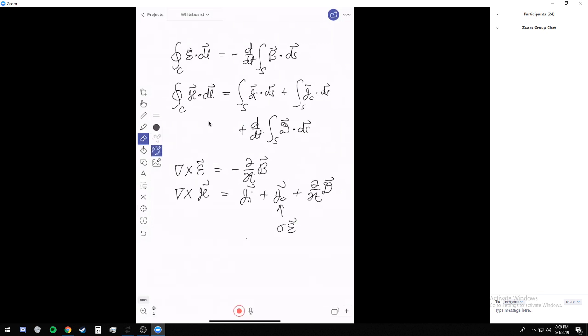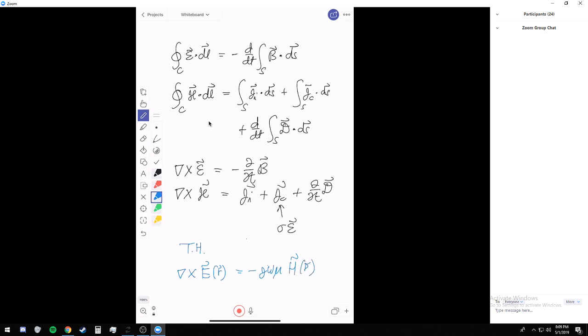Let me use a different color. So for time harmonic, this is no longer a function of time, so I use the bold E, which is a function of space only, equal to minus partial derivative of time. Oh, sorry, there's no partial derivative of time anymore. It is basically, if it's time harmonic, minus j omega mu H, right?